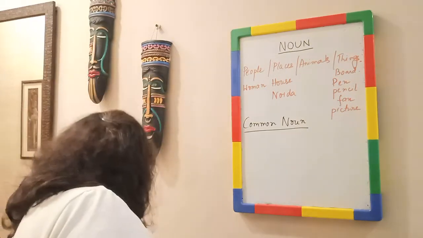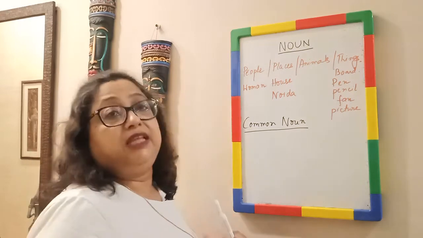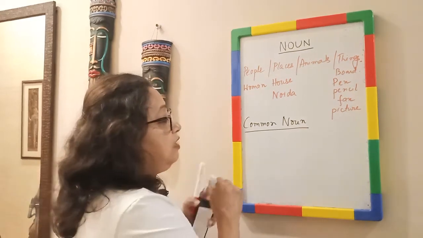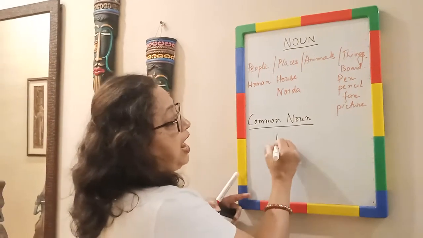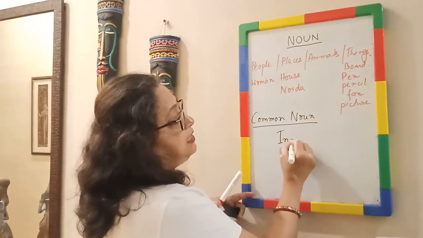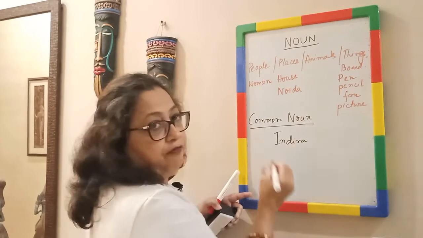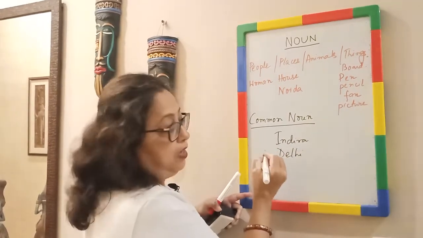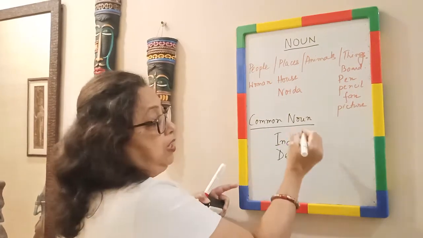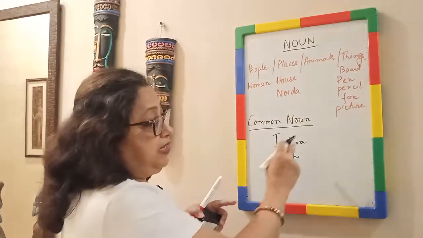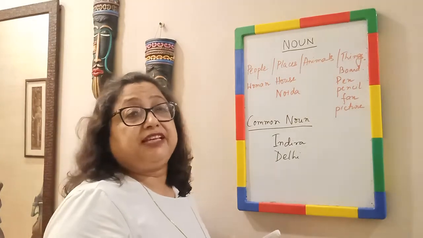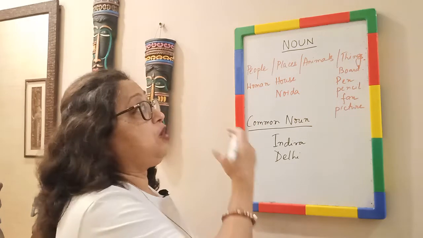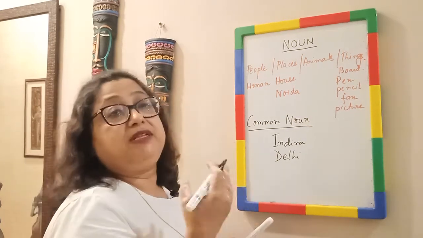Now see, suppose my name is Indira. So when I am writing Indira, how will I write? I will start with capital I, then N-D-I-R-A. For example, Delhi, capital D-E-L-H-I, Delhi. So now see here, these are also nouns, but in these cases, I am starting with a capital letter. Why? Because these nouns are the particular names of people, places, animals and things.